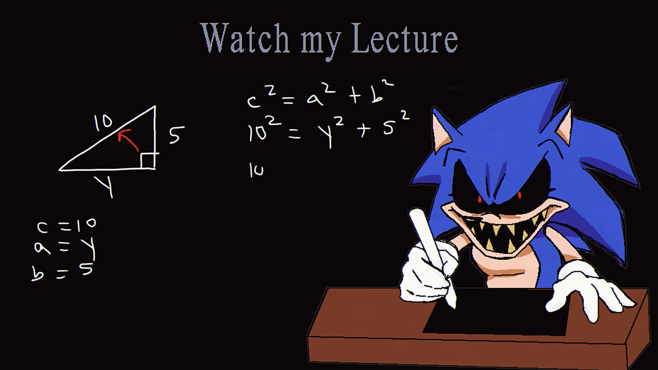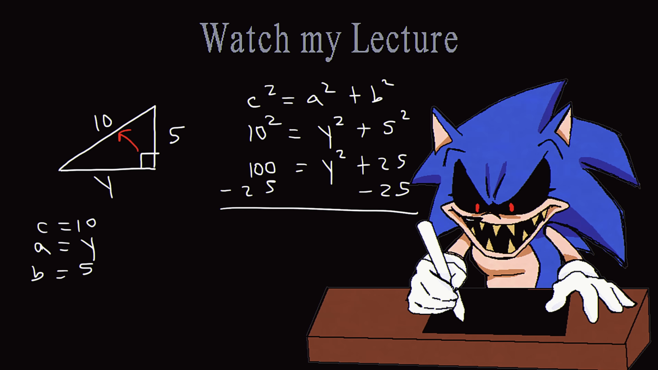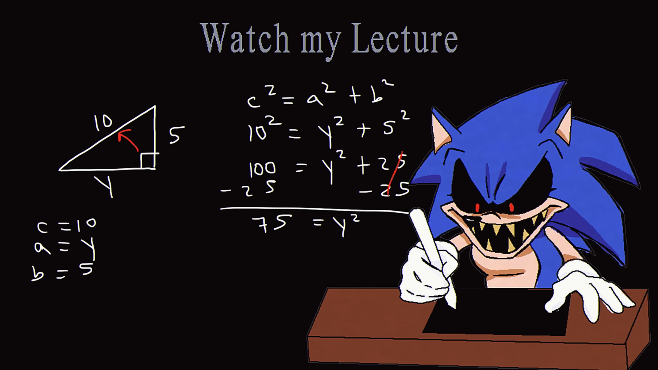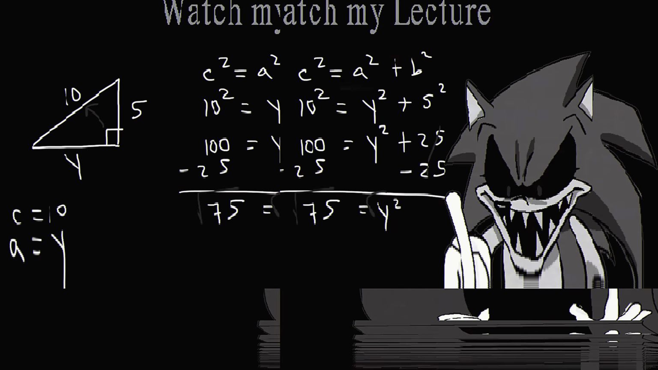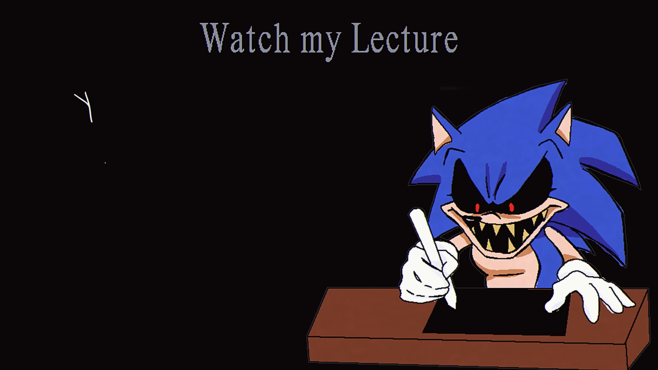10 times 10 is 100. And 5 squared is 25. So we need to subtract both sides by 25. Now 100 minus 25 is 75. So now our next step is to take the square root of both sides. So y is equal to the square root of 75.